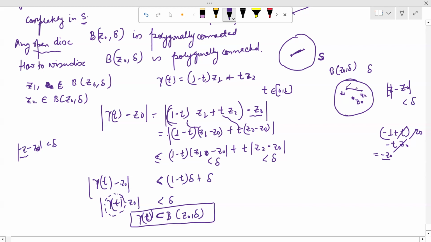Well, it implies that if you are saying that a set S is polygonally connected or simply connected, take any 2 points, just draw a line. If that line is contained in that set itself, we say that this is connected or polygonally connected. Yes, sir. Okay, why are we doing all these things?